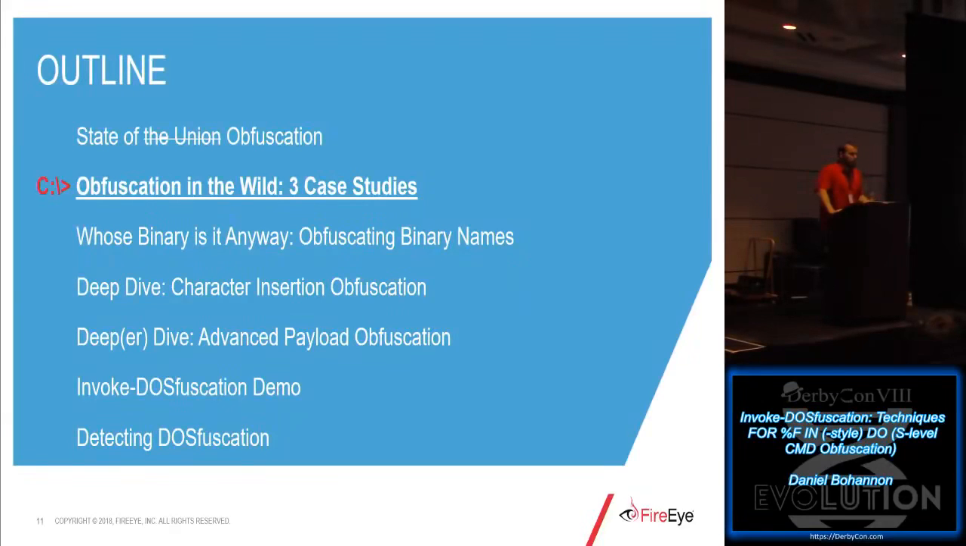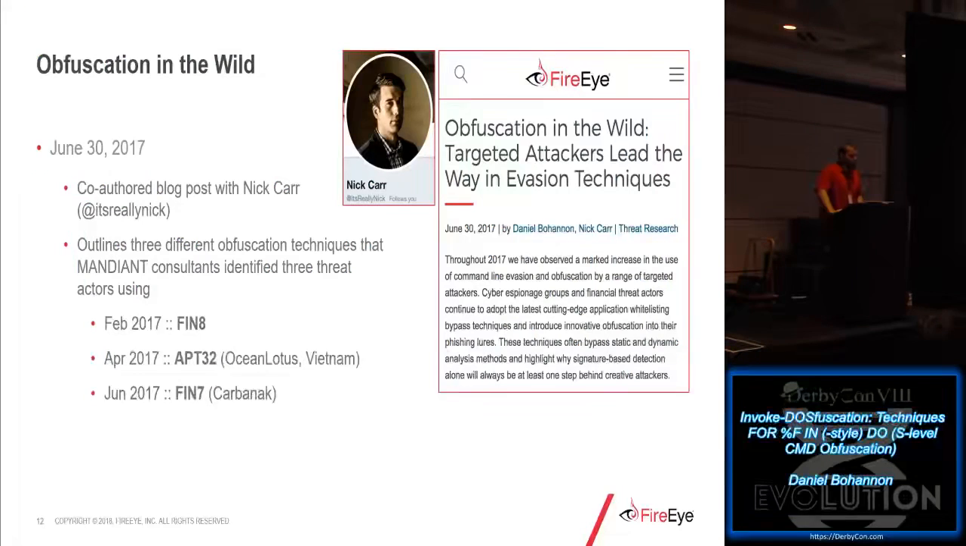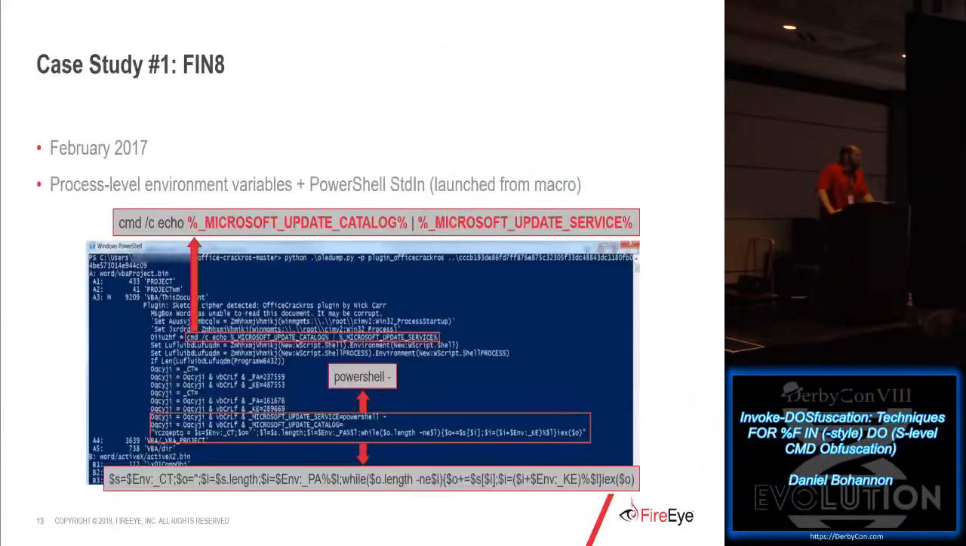So why did I start this research? What propelled me into this area? A year ago, back in June, this is my manager, Nick Carr, and we co-authored this blog post where, in the first half of last year, we saw 3 really interesting and impressive obfuscation techniques by 3 different groups: 2 financial groups, FIN8 and FIN7, and then APT32 operating out of Vietnam. And this is a high-level overview of what was in this blog and the samples that we saw them use.